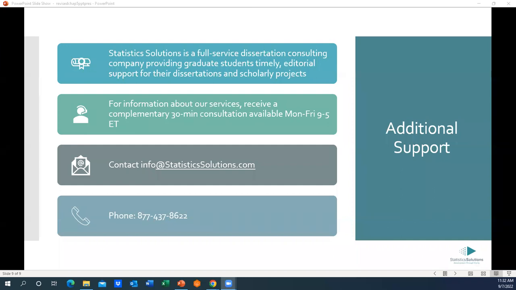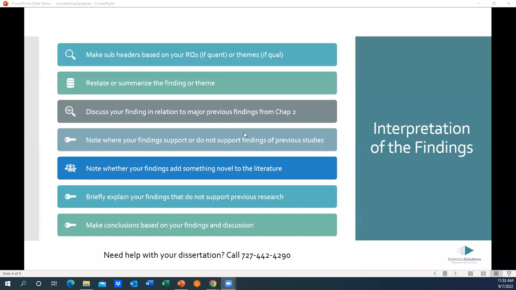Okay, can the discussion be about the findings with relevant and contrast studies as well? That's part of the interpretation of the findings section, right? That's where you would bring the information in, the interpretation of the findings section, where you relate your findings to past relevant literature, past relevant research from your chapter 2.